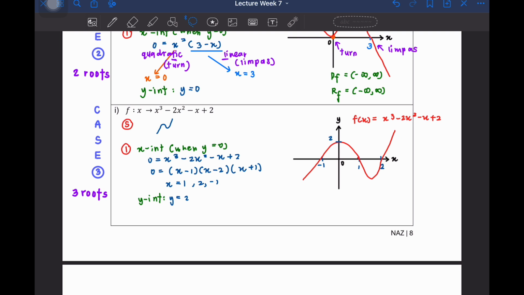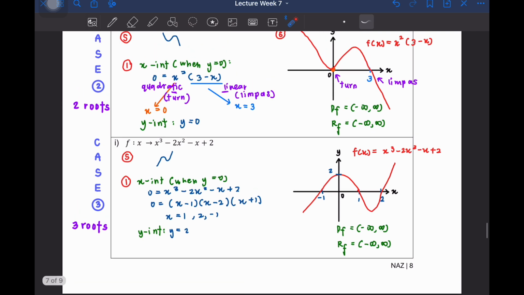Okay, settle. And then our domain and our range, again, it's the same thing. Okay, so why is it the same thing? Because there is no domain restriction given by the question. So it means that our graph can go way back over here and it can go way to the front. Okay, so all the values of x and y can be used in our graphs. Okay, so that's it for cubic function.